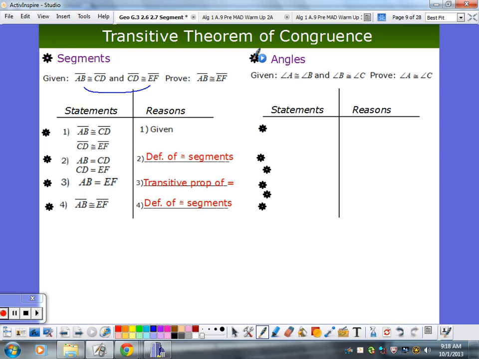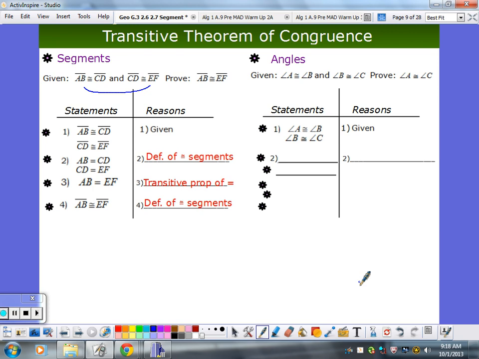Okay, angles. Same idea. I'm just working with angles. So here's my given. Angle A congruent to angle B, angle B congruent to angle C. That's my given. I don't know yet anything about congruence, but I know things about equality. So let me go ahead and figure out what goes next. What goes next? I can't do anything in here. What do you think?